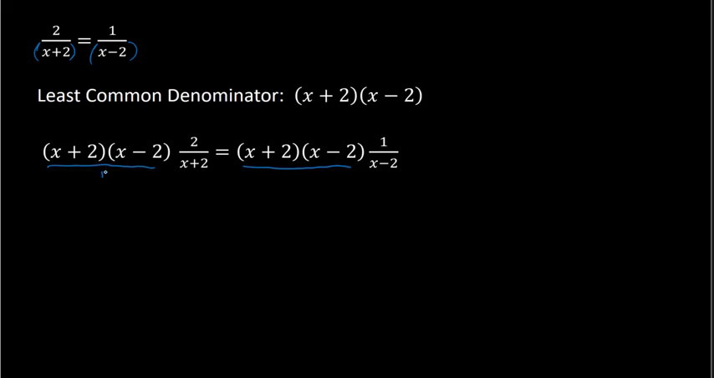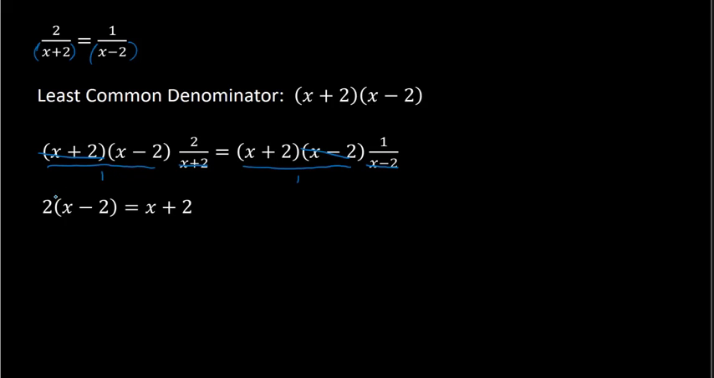Alright, so we can think of that as being over 1 if we would like. And notice this x plus 2 will cancel with this x plus 2. So I'm left with 2 times x minus 2 over on the left side. On the right side, the x minus 2 will cancel with this x minus 2. That gives me x plus 2 times 1 on the right side. So here I have 2 times x minus 2 equals 1 times x plus 2.